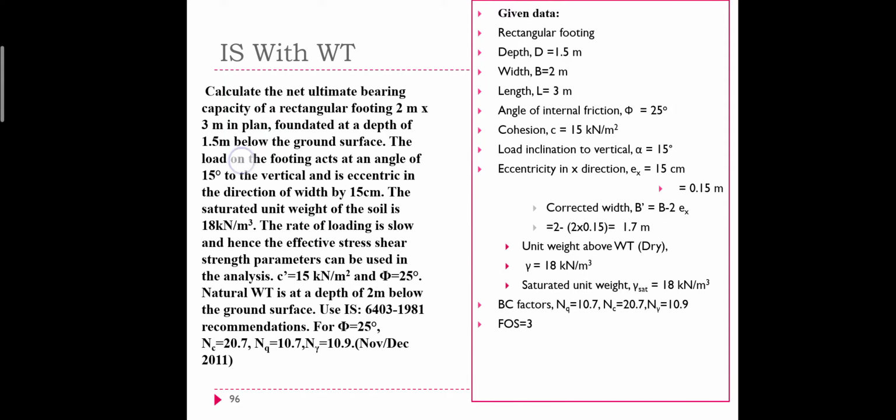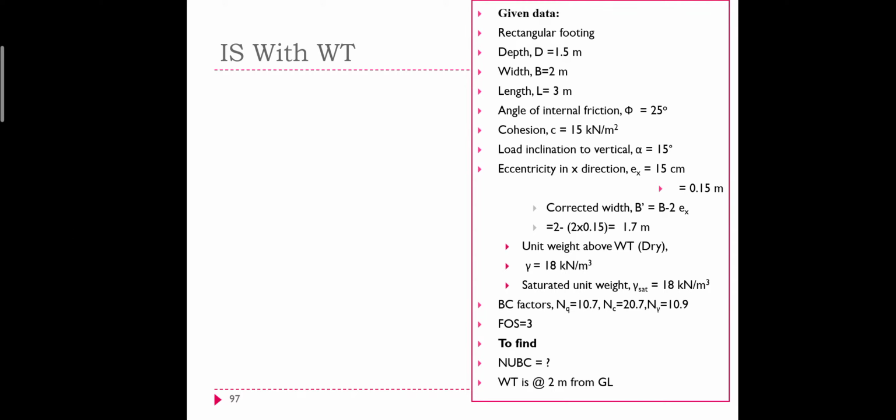Okay, then factor of safety is not given in the question, so it is assumed to be 3, but however we don't need factor of safety, because directly we are going to find the NUBC, that is net ultimate bearing capacity. So net ultimate bearing capacity is c Nc Sc Dc Ic plus gamma D (Nq minus 1) Sq Dq Iq plus 0.5 B dash gamma sat N gamma S gamma D gamma I gamma W dash.